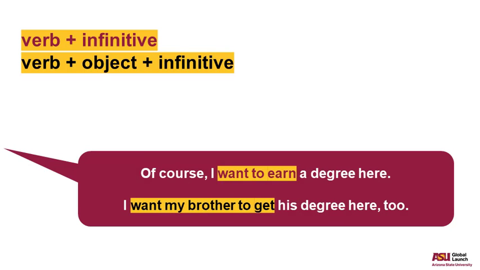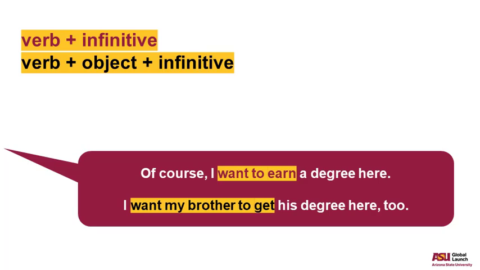There are some common verbs, such as the verb want, that can be followed by an infinitive or followed by an object with an infinitive. These verbs can use both patterns. Here you see an example. First, Jenna answers that she wants to earn her degree at ASU. Notice that the infinitive to earn follows the verb want.